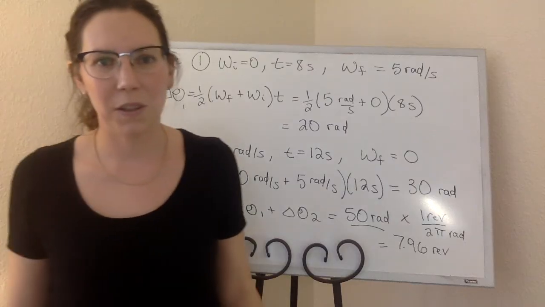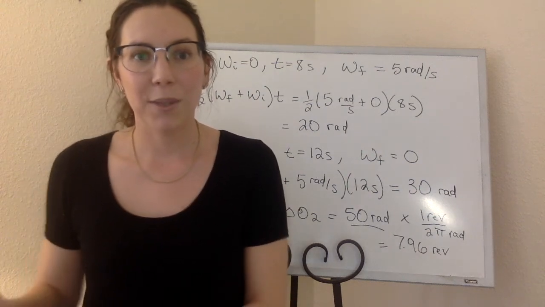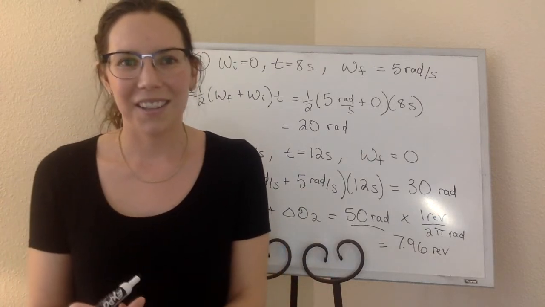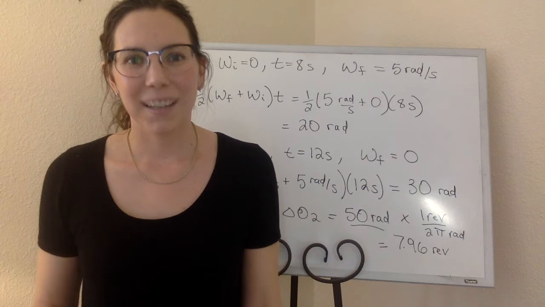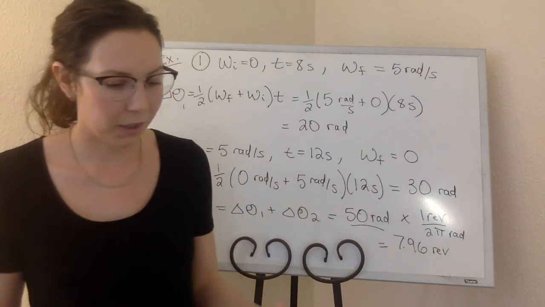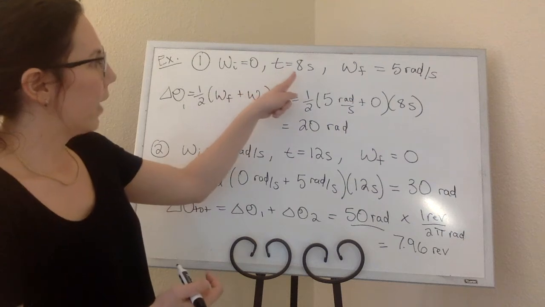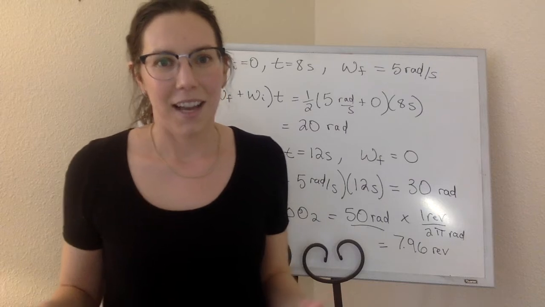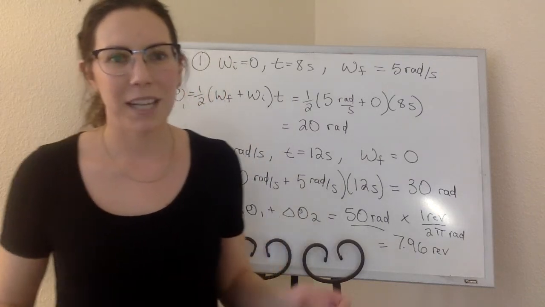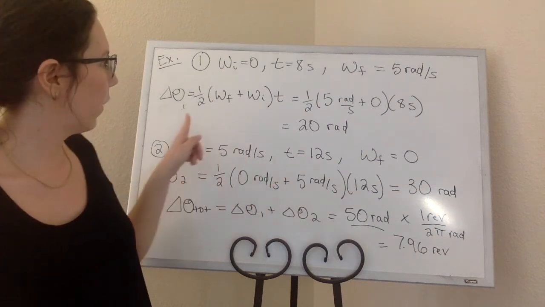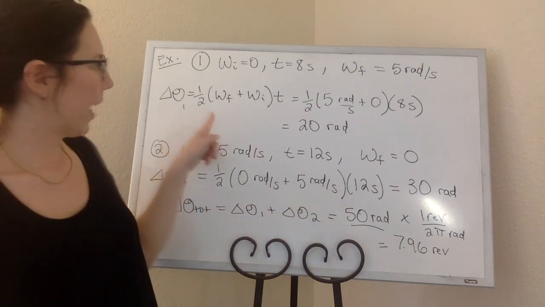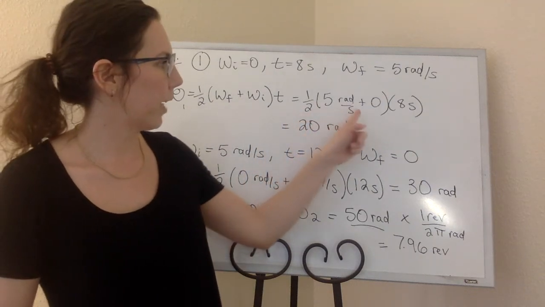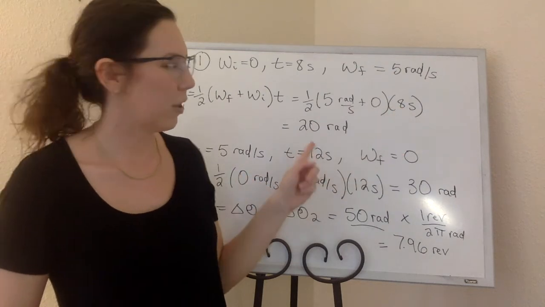Okay, so this is a question with two intervals of motion, since we have two periods of different constant angular accelerations. So we need to find the angular displacement in each interval. In the first interval, the washer starts from rest, for 8 seconds, and then it reaches a final angular velocity of 5 radians per second. With omega i, omega f, and t, we can use the last equation, number 4, to find delta theta. Delta theta equals 1/2 (omega f plus omega i) t. Plugging that in, we have 1/2 times (5 radians per second plus 0) times 8 seconds, which gives 20 radians for the first cycle.